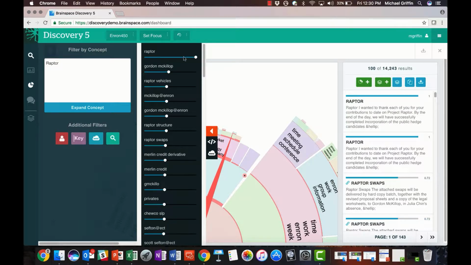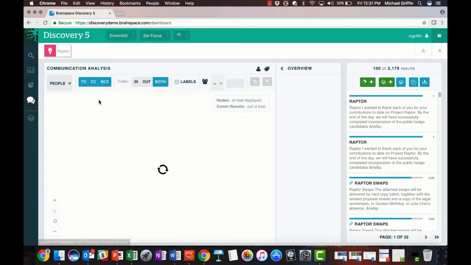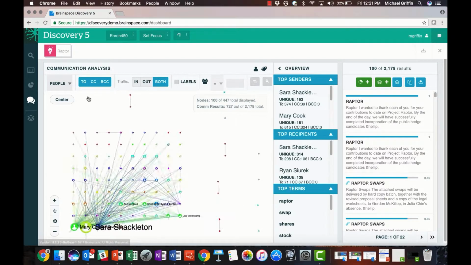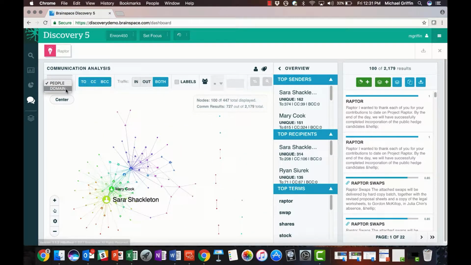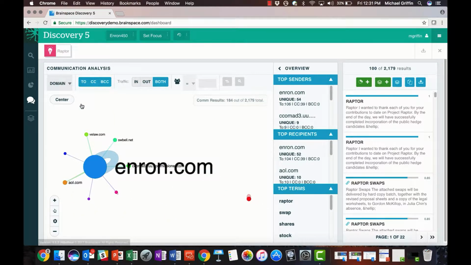So I want to know more about Raptor. I'm going to go ahead and make that required, and I'm going to focus on the story around Raptor. Who are the people involved? And that's where we can move over to another visualization that we have called communications analysis. This visualization is actually called a network graph. And the idea is that it really does give you an at-a-glance understanding of the communication patterns that exist in your data.